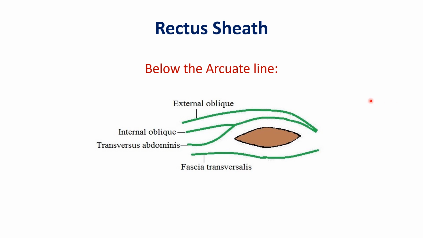Now below the arcuate line, if we take a transverse section through the rectus sheath, we find that the anterior wall of rectus sheath is formed by external oblique aponeurosis, which is lying separate, along with the aponeurosis of internal oblique and transversus abdominis, which are united with each other. While the posterior wall of rectus sheath below the arcuate line is deficient, the rectus abdominis rests directly on the fascia transversalis. So the posterior wall is deficient above the costal margin and below the arcuate line.